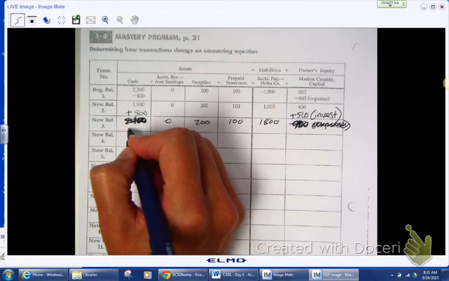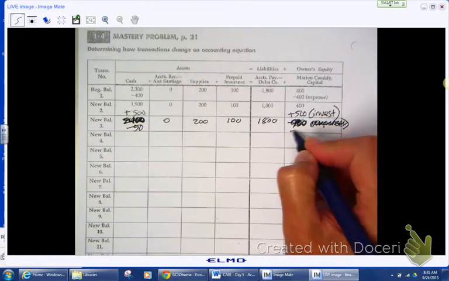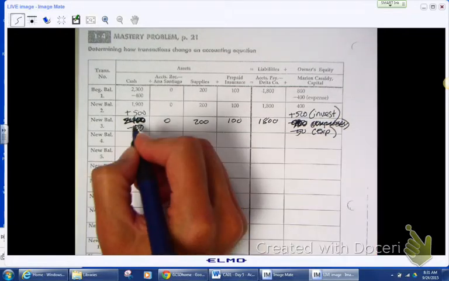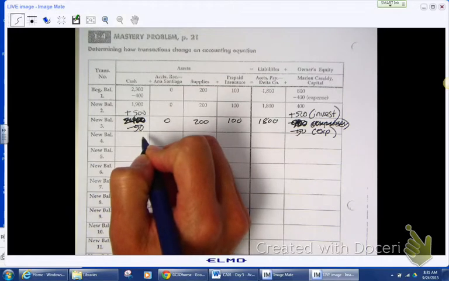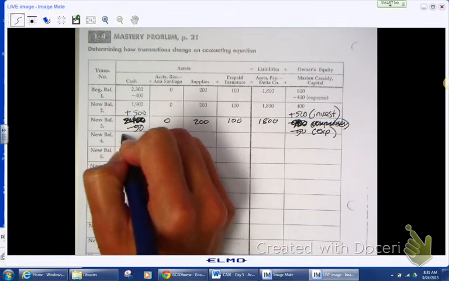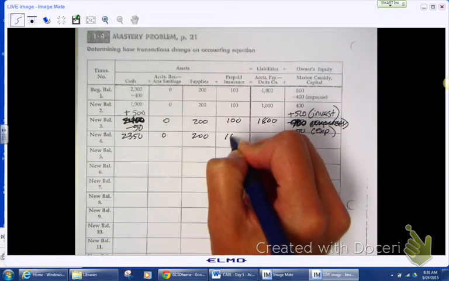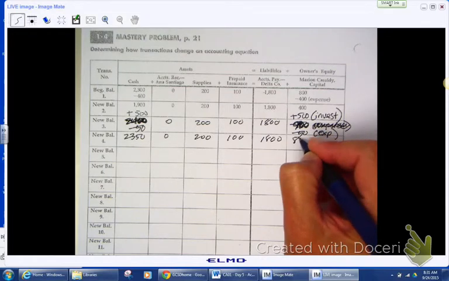Okay, so this was minus 50, you said, Brianna? Minus 50? Yeah. Minus 50, and this is the expense. Okay, and now my balances are, what are my balances? 2,350, 200, 100, 1,800, 850. Thank you. Okay.